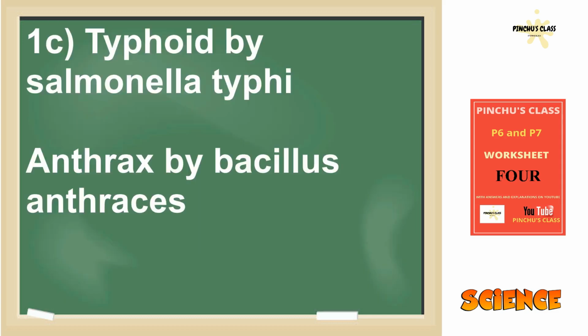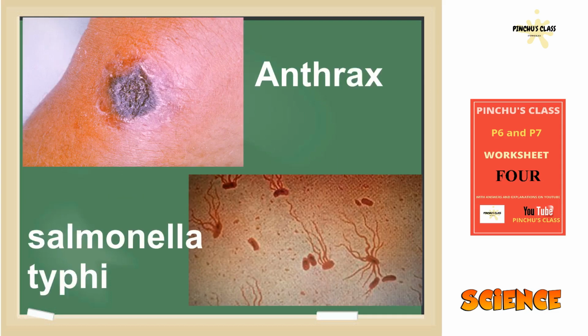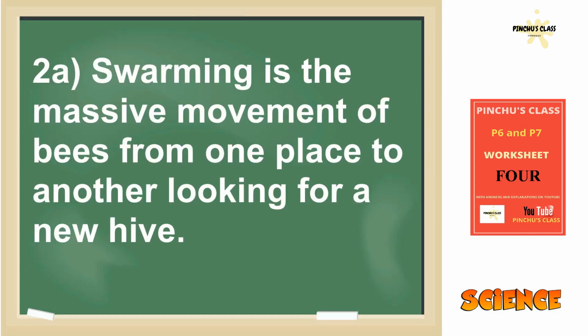Then part 1C: bacteria cause a lot of diseases like typhoid by Salmonella typhi, and anthrax by Bacillus anthracis. Those are bacterial diseases. Then let's go to number 2A.